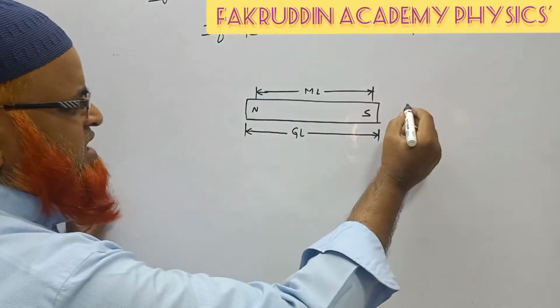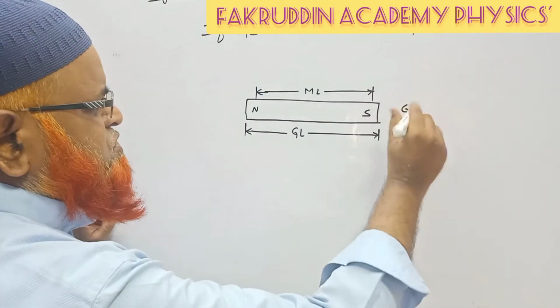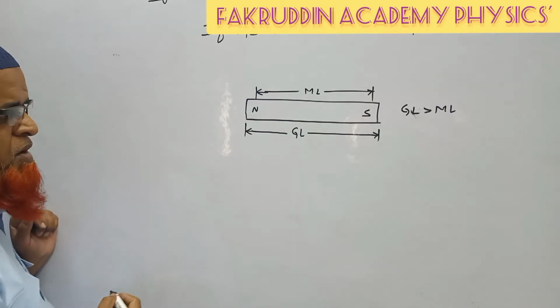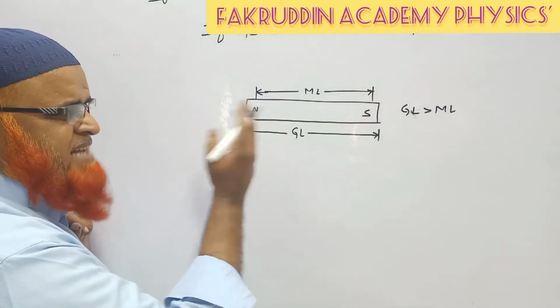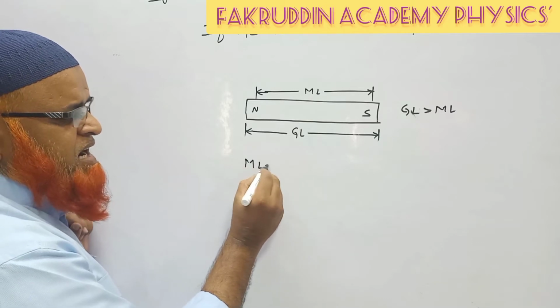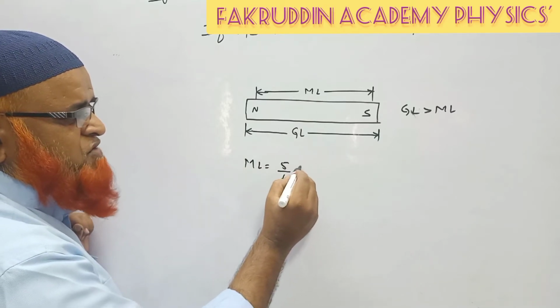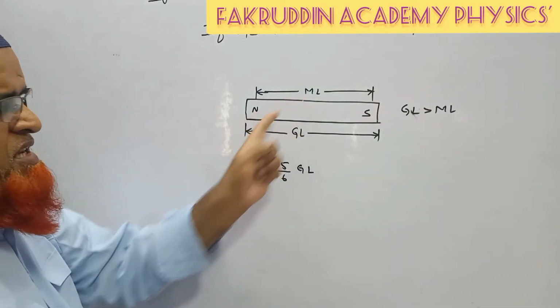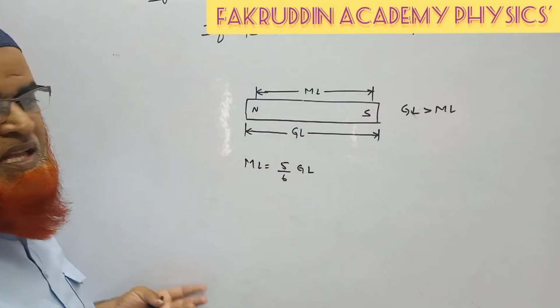It is understood that geometric length is always greater than magnetic length. Okay, poles reside exactly a little bit inside here. So you can write magnetic length is 5/6 times of geometric length here. Magnetic length is 5/6 times of geometric length.